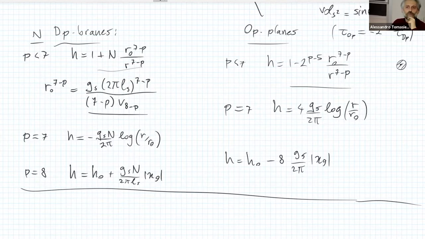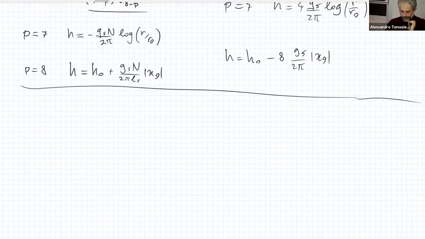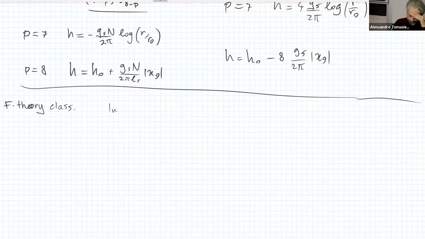Now we go back to our problem of compactifications. We want to include these objects in our compactification, but we don't want to study them just in flat space. In particular, a fruitful class comes about by considering what happens more specifically with D7. That's called the F-theory class. So for D7, only F1 is different from 0 among the Ramond-Ramond fluxes.